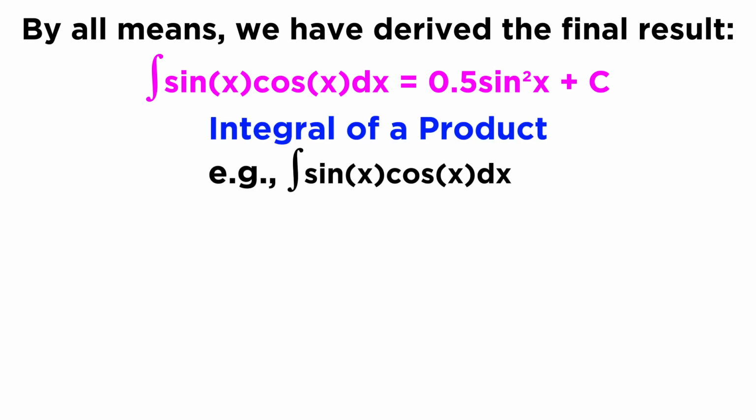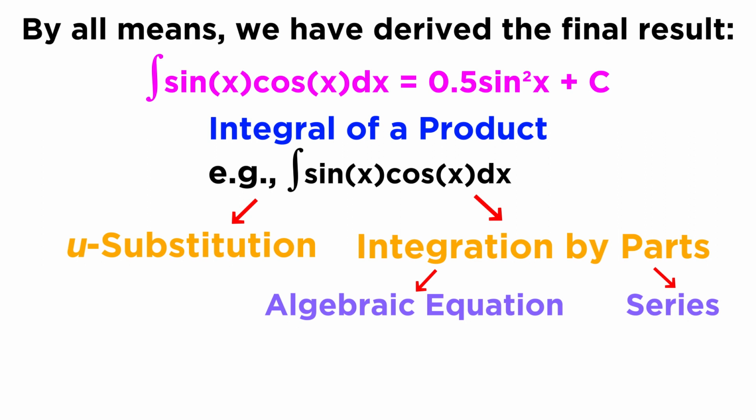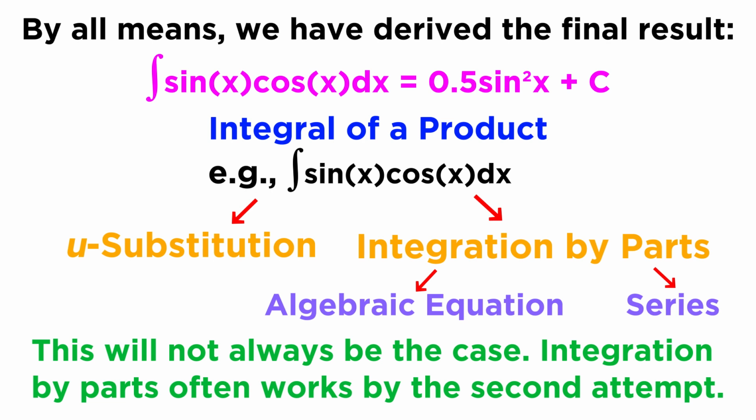This product of two trigonometric functions could be evaluated in 2 ways. First, we used the u-substitution, which luckily gave us the exact answer after the first attempt. However, when we used integration by parts, we found 2 ways of evaluating this integral. First, we used an algebraic equation. Second, we used an infinite series in order to derive the answer. This will not always be the case. Integration by parts often works by the second attempt.